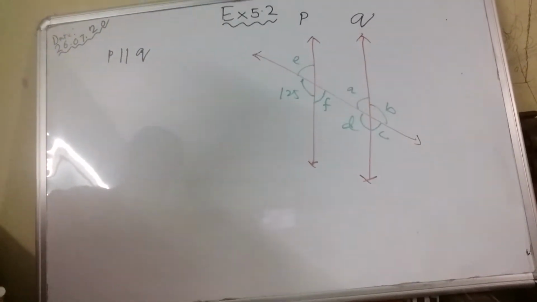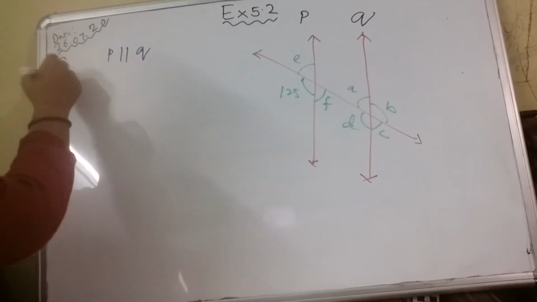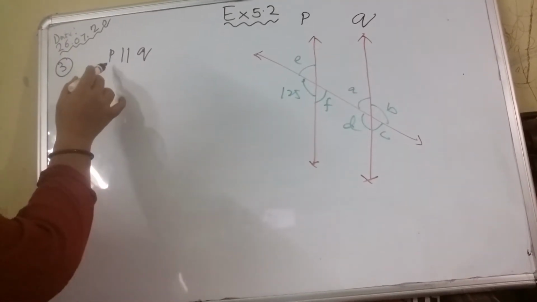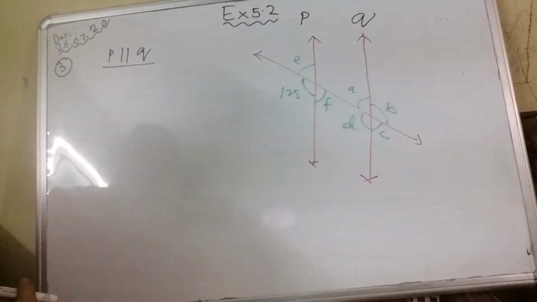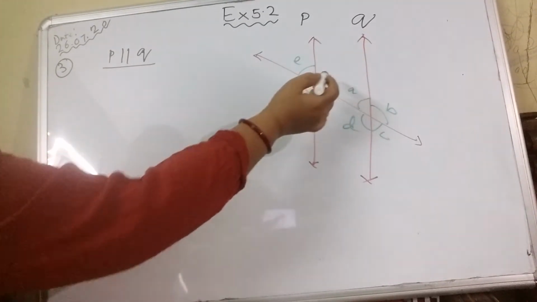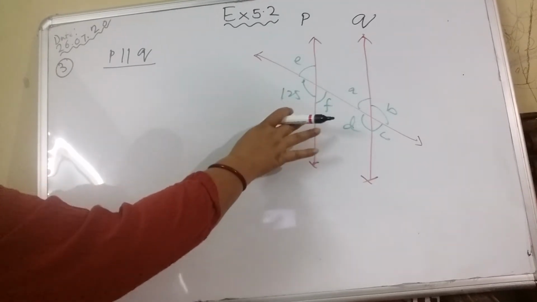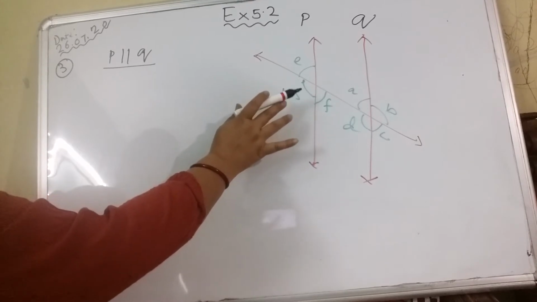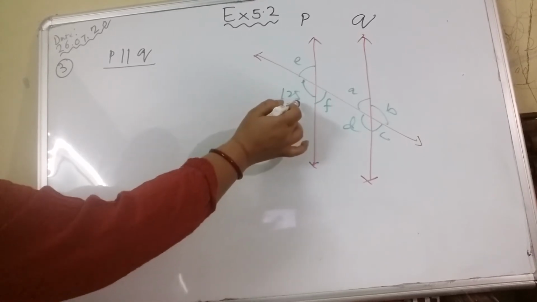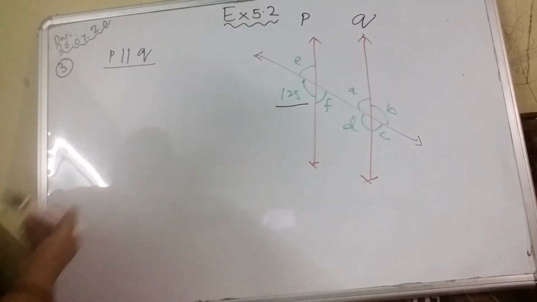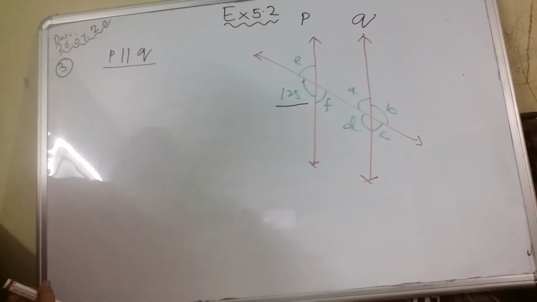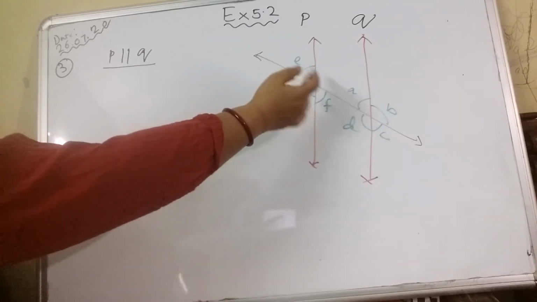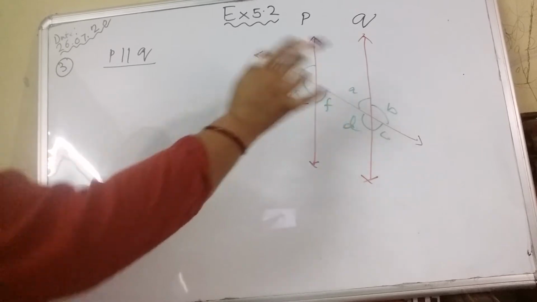Question number 2 will be your homework. Question number 3, its figure is given and it's told that P parallel to Q. That means these two lines are parallel and some angles are given. You have to find out their measurements. Only one clue is given, that this angle is 125 degrees. Using that and P parallel to Q, you have to find the angles A to F.